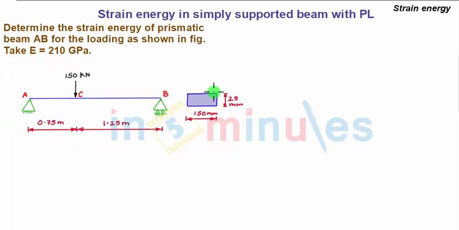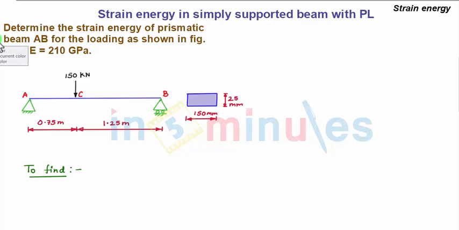So this is a loading diagram and the cross section of the beam given in the problem. We see AB is a simply supported beam with a hinge support at point A and roller support at point B, and there is a point load at point C, which is at a distance 0.75 meter from point A, and the total span of the beam is 2 meters. This represents a cross section of this beam whose width is 150 mm and depth is 25 mm.